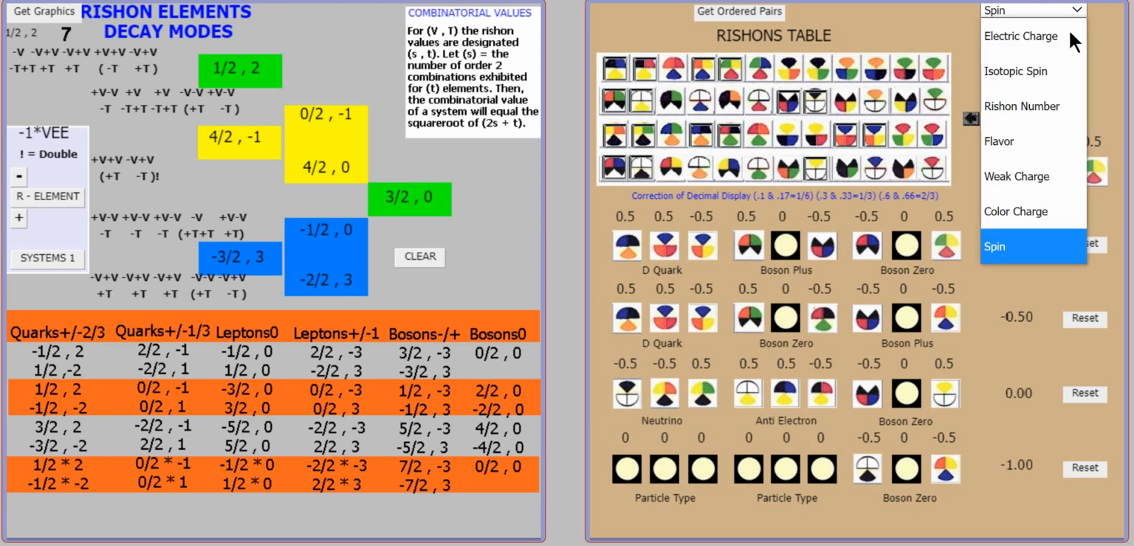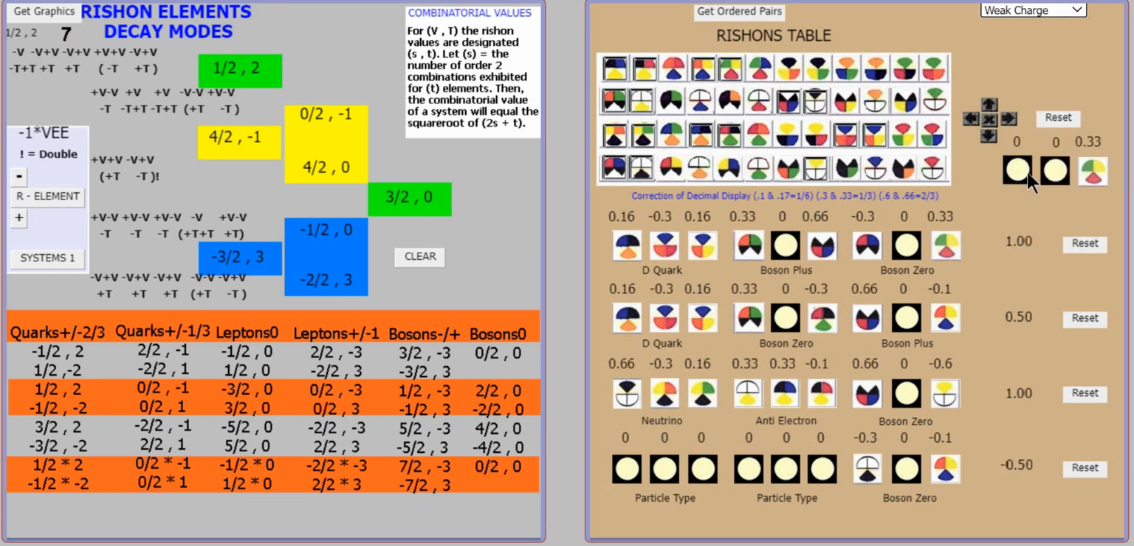Let's now look at the weak force. We can see, just as before, the D quark part of the B quark provides, since it's right-handed, 0 weak force. Now the boson 0, though, is providing a weak force of 0 also. So for the B quark, we have a total weak force of 0.